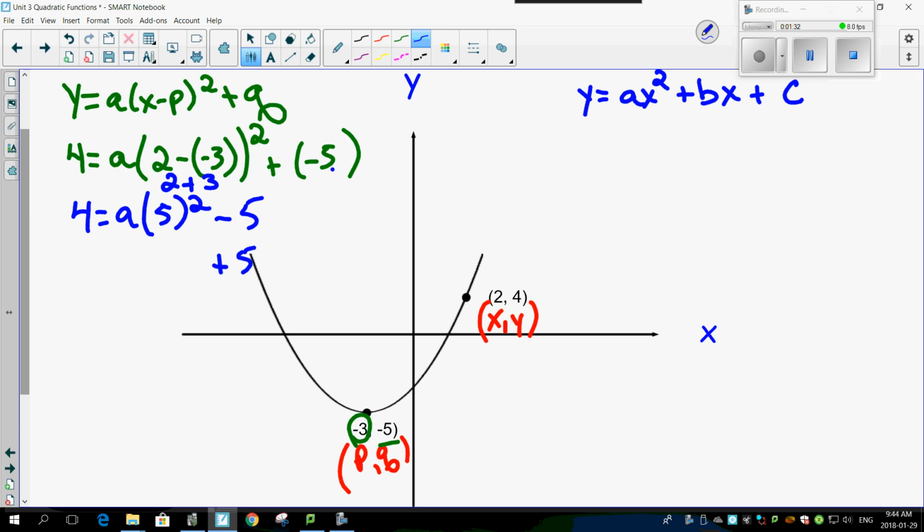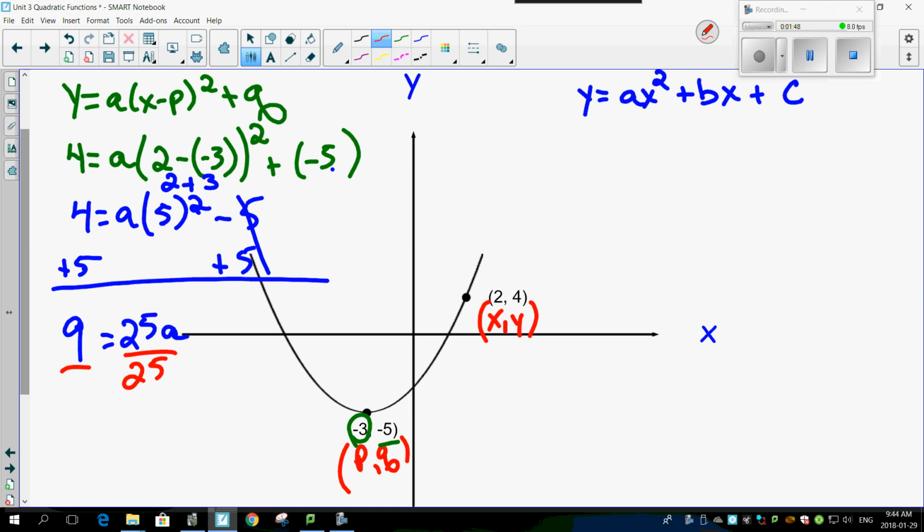Add 5 to both sides. There it is. Boom, that's gone, leaving you 4 and 5 gives you 9. Okay, 5 squared is 25a. Perfect, awesome. Divide each side by 25, you in fact have a equals 9 over 25. There's your a value, okay? So that looks challenging, but you know what? It's not going to be so bad.